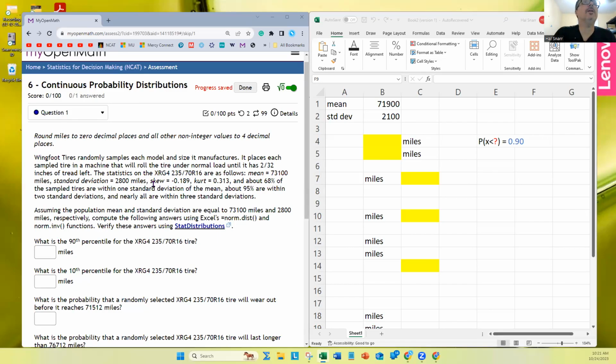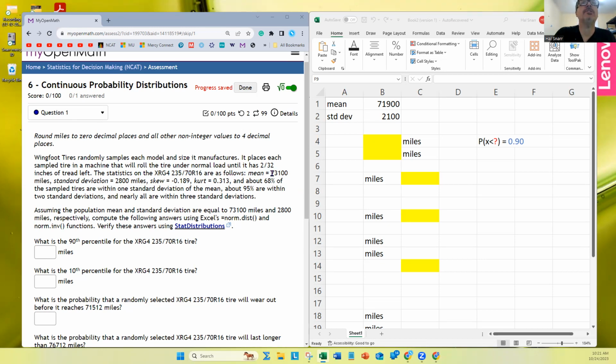Okay, in this problem, we're going to look at the normal distribution. Wingfoot is a tire company, and it wants to warranty its tires. And in order to do this, it randomly samples each model and size of manufacturers. It places each sample tire in a machine that will roll the tire under normal load until it has 2/32 inches of tread left. The statistics on this particular tire are as follows.